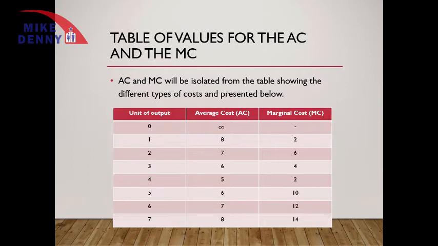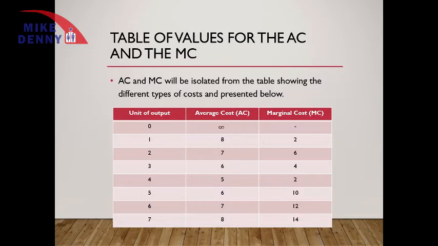Marginal cost is the cost of increasing output by 1 unit. So when you are at 0, you have not increased output by 1 unit, so you cannot calculate marginal cost. That's why we put a dash. When you move from 0 to 1, you have increased output by 1 unit, and the change in total cost gives the marginal cost. Here it is 2.